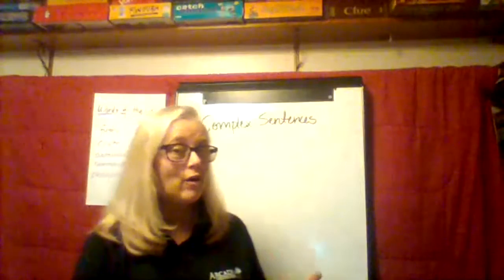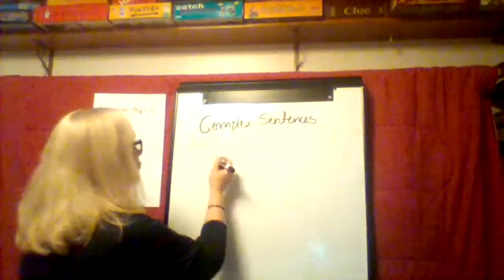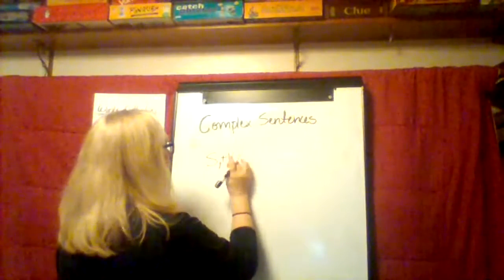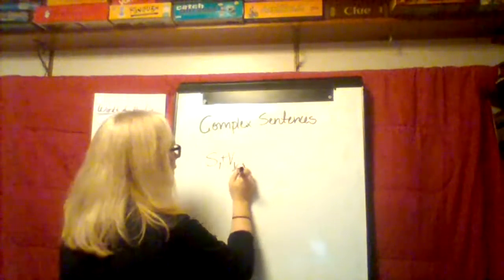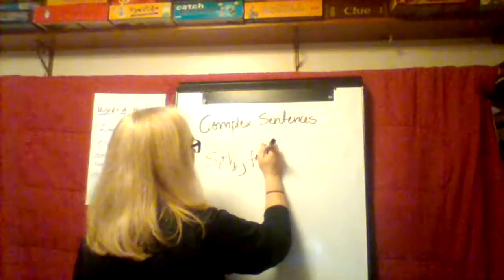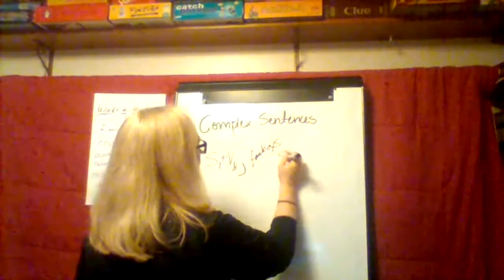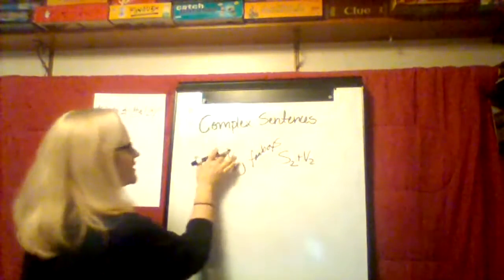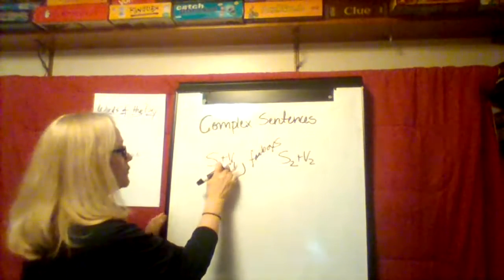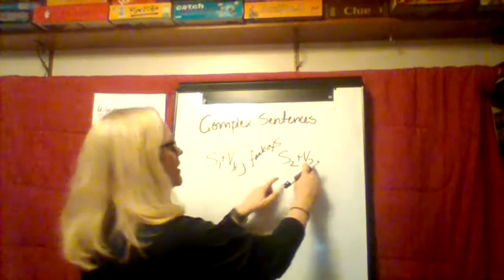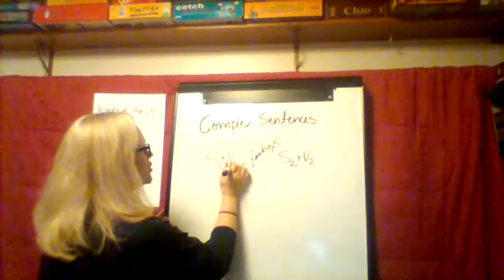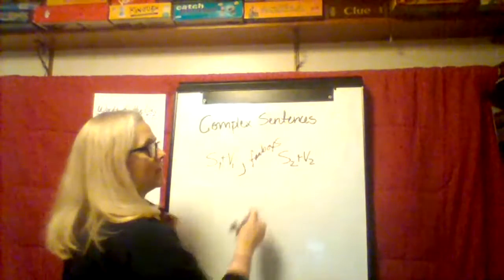So when we have compound sentences, we put the comma between the two independent clauses. Here's an independent clause. Here's a verb and here's its subject. Here's another one, independent clause, verb and subject. If we want to join those, we put a comma and put the fanboys in.